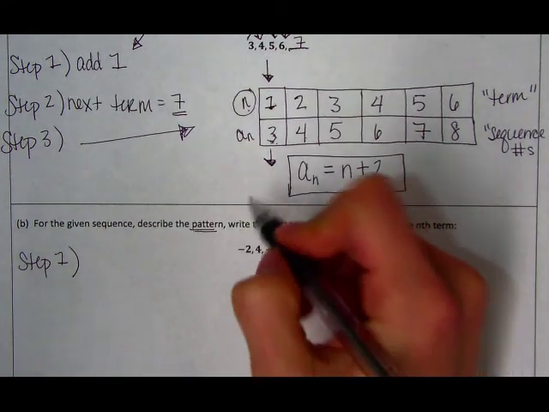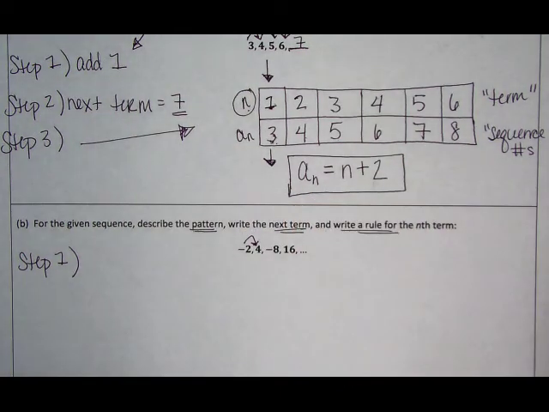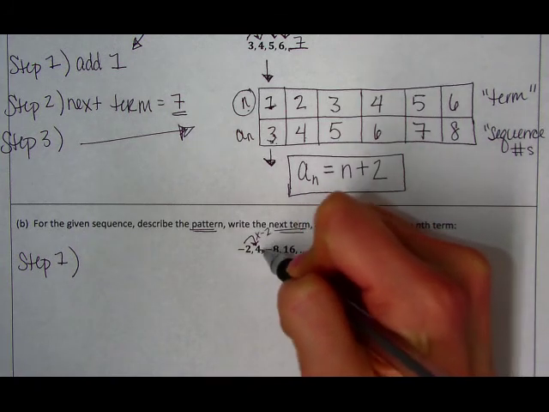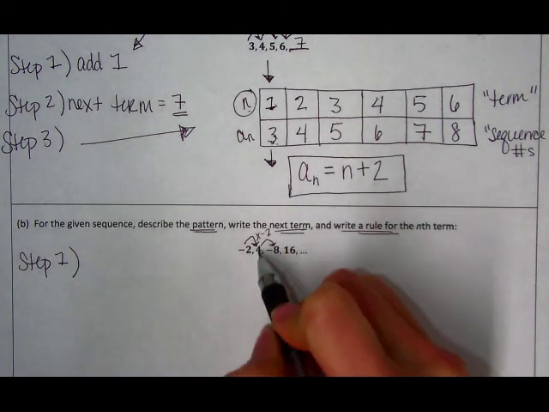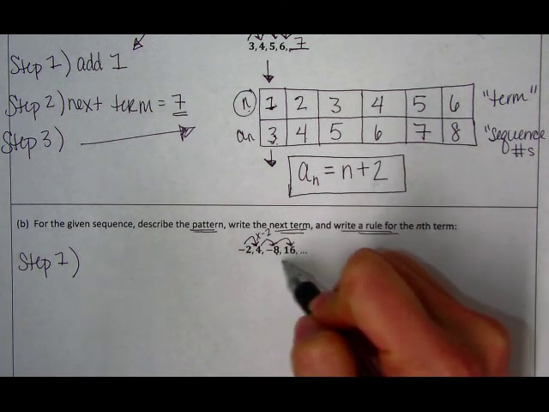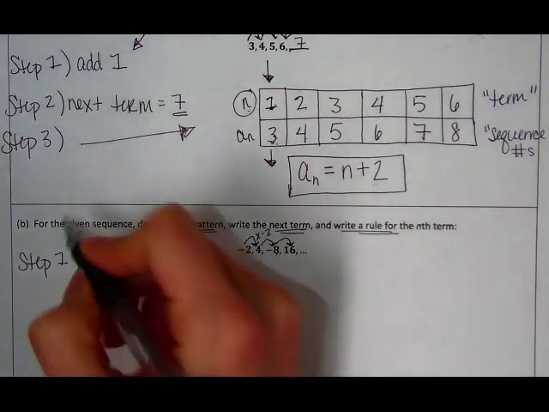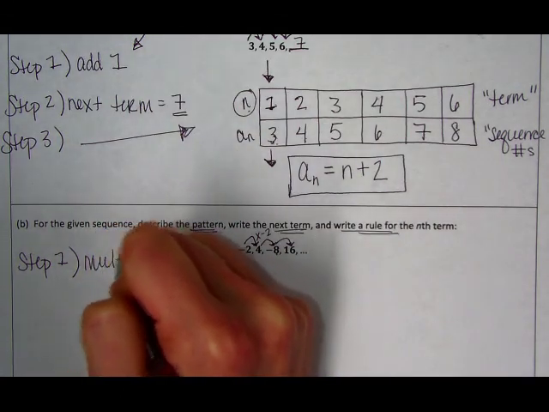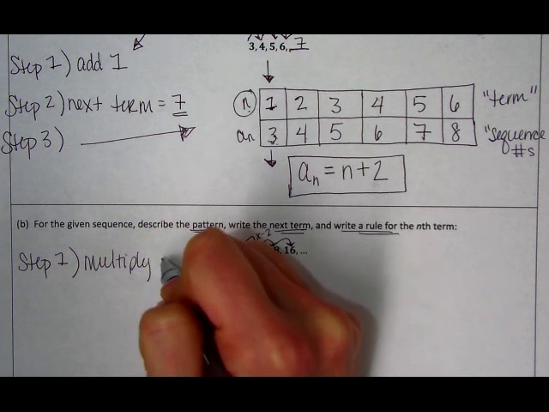So the pattern is from -2 to 4. How did that work? Multiply by -2, that could work. 4 times -2 is -8, so multiply by -2, that works. -8 times -2, multiply by -2, that works. Okay, so my pattern is going to be multiply by -2.